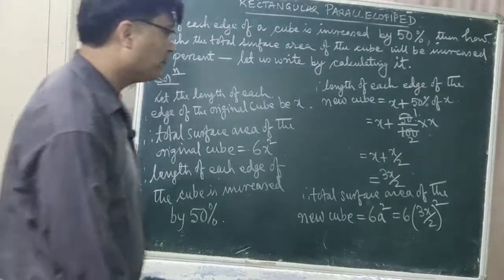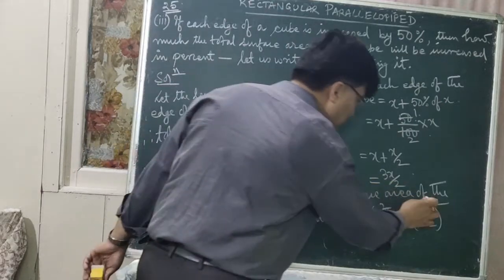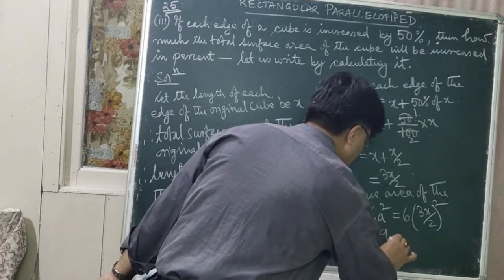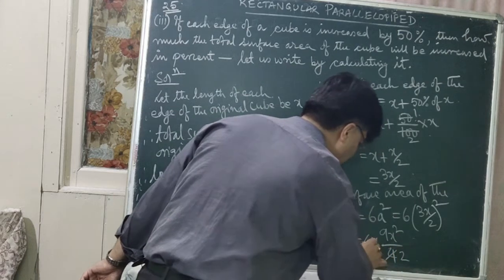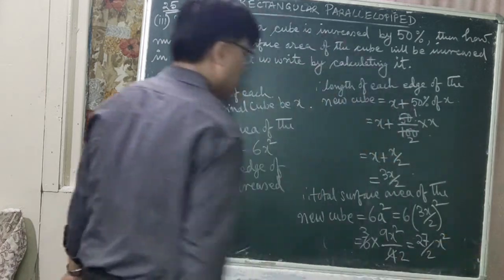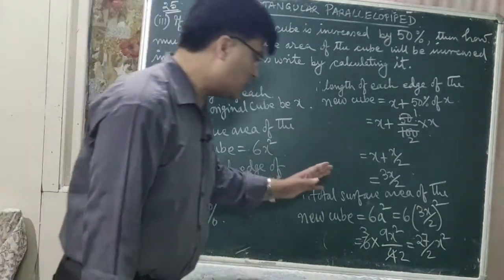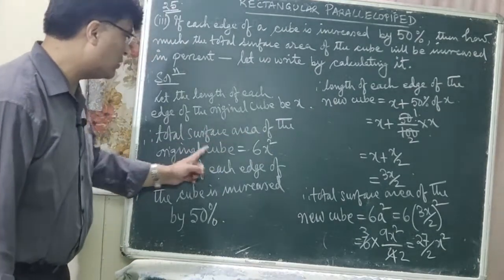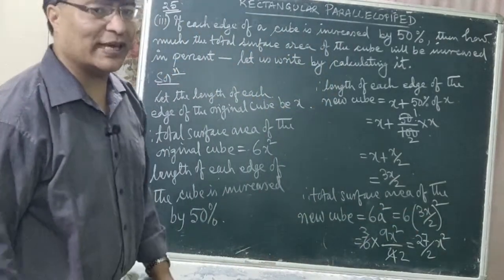So let us simplify it. Which is equal to 6 into how much is that? 3x by 2 whole square is, this square is for all this number 3x as well as 2. What is 3 square? 9x square upon 4. So you can cancel here. 2 2s are 4, 2 3s are 6, which is equal to 9 3s are 27 divided by 2 into x square. So this is the total surface area of the new cube. What is the total surface area of the original cube? It is 6x square. What is the total surface area of the new cube? That is your 27 by 2 x square.